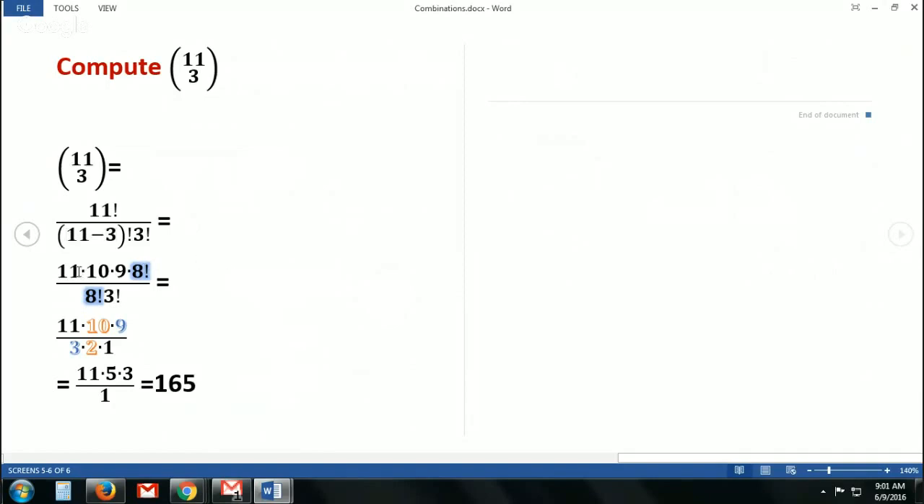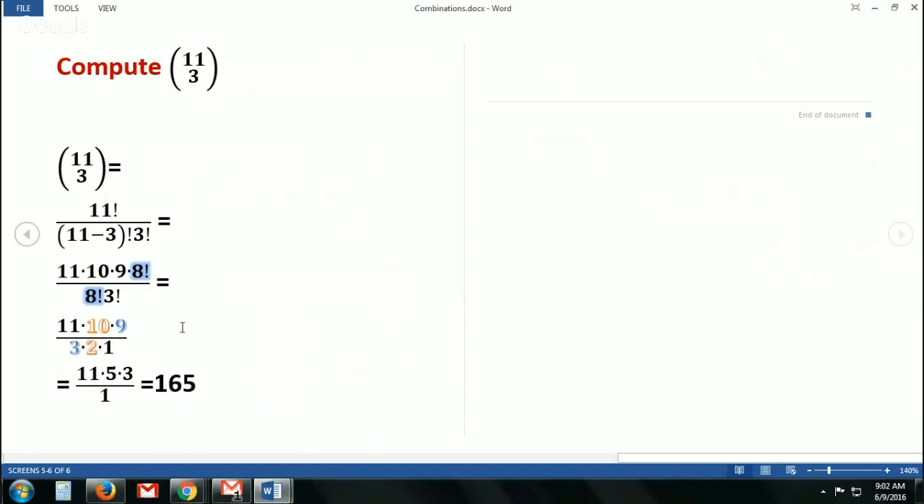Back on the top, 11 times 10 times 9 times 8 factorial is what that top would look like. Now, 8 factorial is how I've chosen to write this because it now matches the 8 factorial that's on the bottom. That means the 8 factorials can be canceled out. Now, on the top, I just have 11 times 10 times 9. On the bottom, we just have a 3 factorial, which is 3 times 2 times 1.